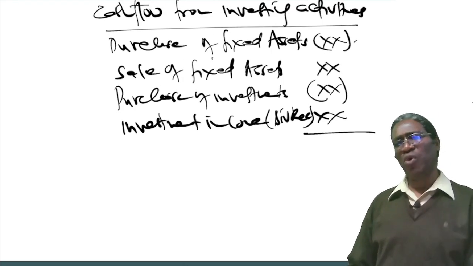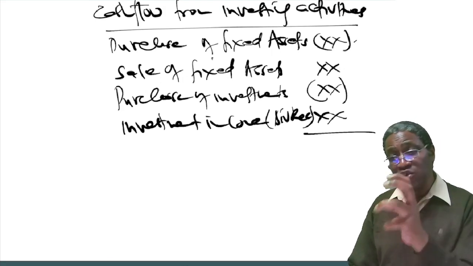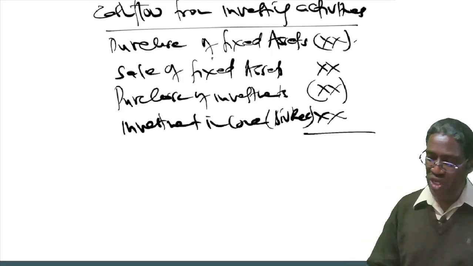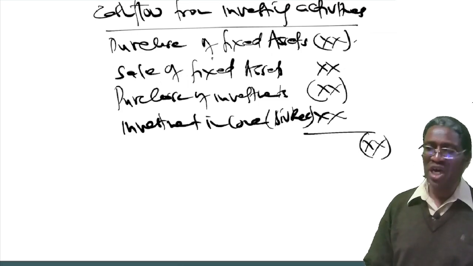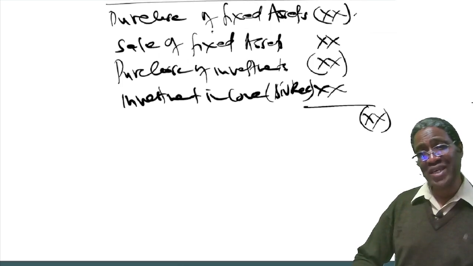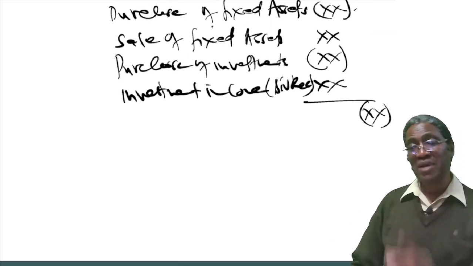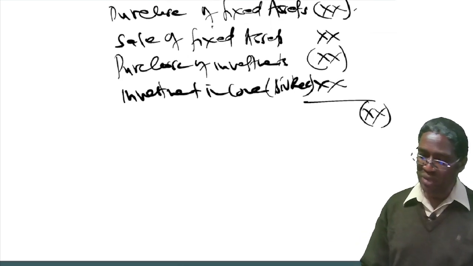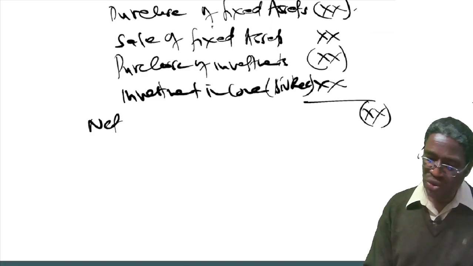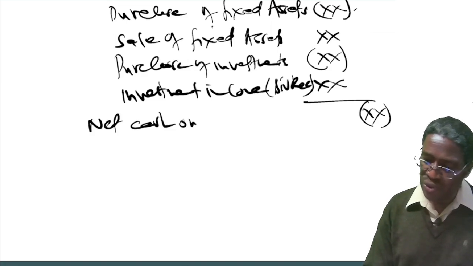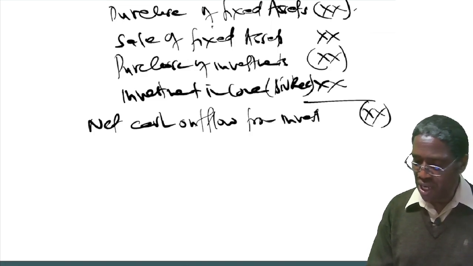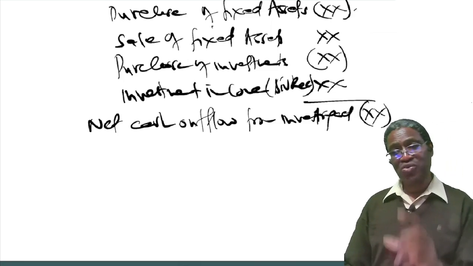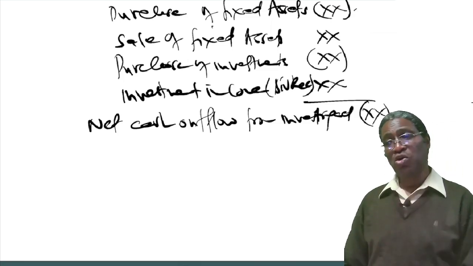Then assuming those are the only ones, get the net of all those, and whatever net you get, push it to the extreme. Let me assume now we are getting a net, and for now, I'm assuming my net is a negative amount. That means you will call it net cash outflow. Net cash outflow from investing activities. So that is our second class of cash flow.